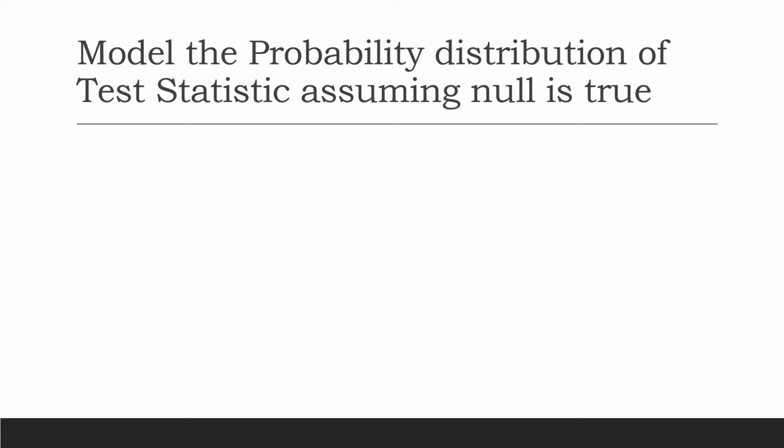The next thing we do with hypothesis testing, we're going to start thinking about how consistent the sample data are with the hypothesis that we want to nullify, the null hypothesis. So in order to think about this, we're going to need to figure out a probability distribution of the test statistic, assuming that the null hypothesis is true.